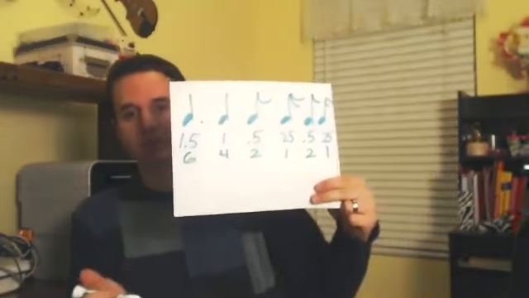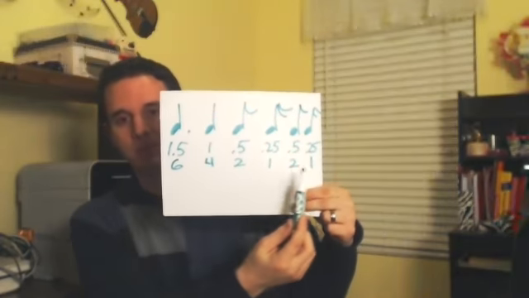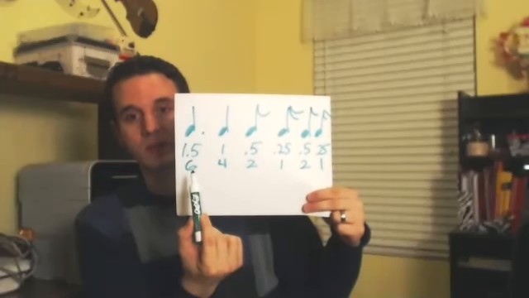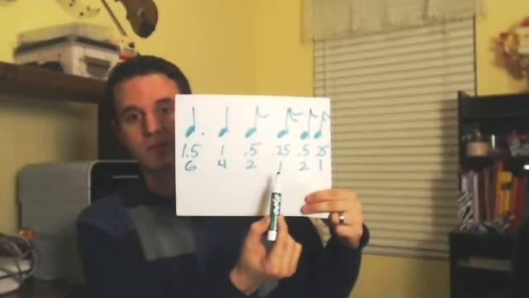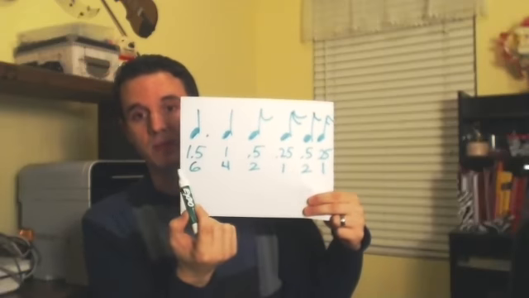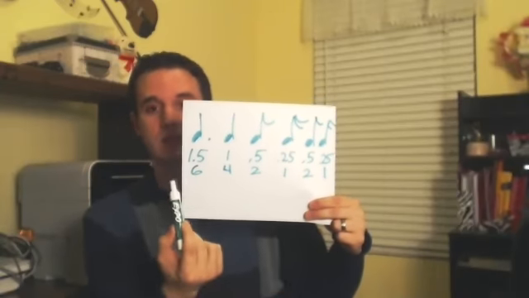First one's going to be 6. Second one's going to be 4, 2, 1, 2, 1. Now what you're going to notice is that everything all the way across should equal 16. The top line equaled 4, the bottom line times 4. 4 times 4 is 16.